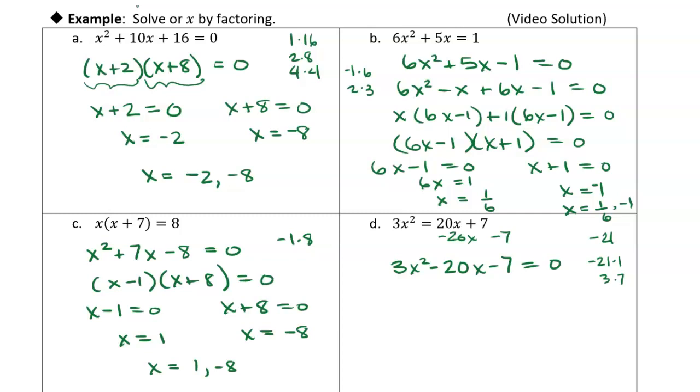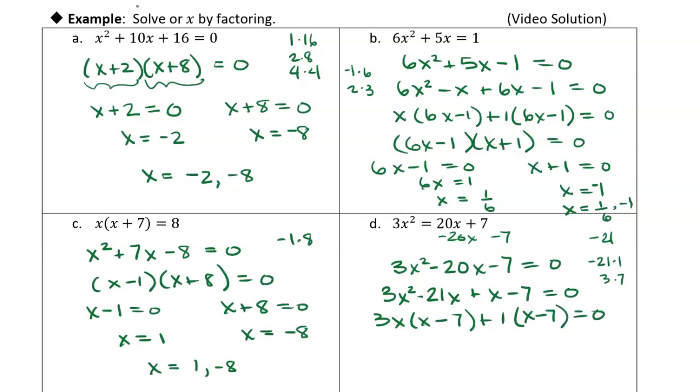All right, so I'm going to split that middle term. 3x squared minus 21x plus x minus 7 equals 0. All right, factor by grouping. 3x, and then I have x minus 7, and then I can factor a 1 out of the last two terms. So I get x minus 7. We have two terms now, and each one of those terms has the factor x minus 7. So I'm going to factor out the x minus 7, and then I'm left with 3x plus 1 equals 0.